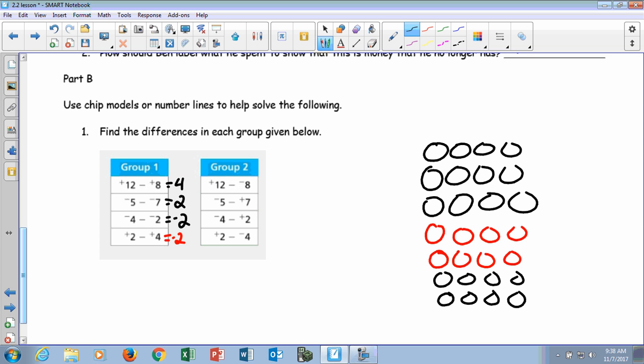Now, if I get rid of that 8, what am I left with? 20. How many people got 20 for that one? Awesome. Okay. So again, remember, you've got to add those zeros. You can't take away something that you don't have.